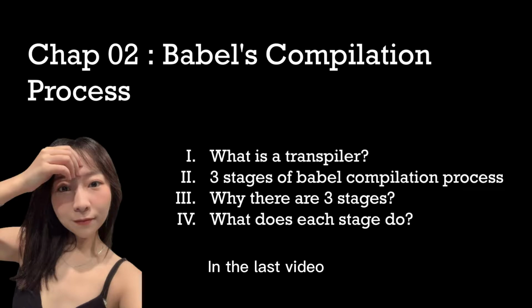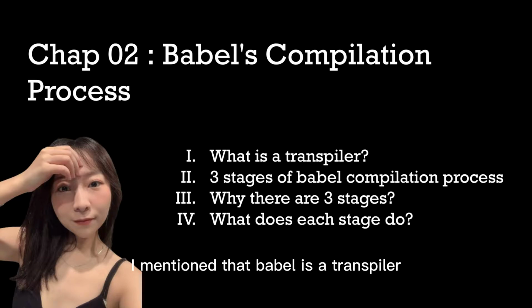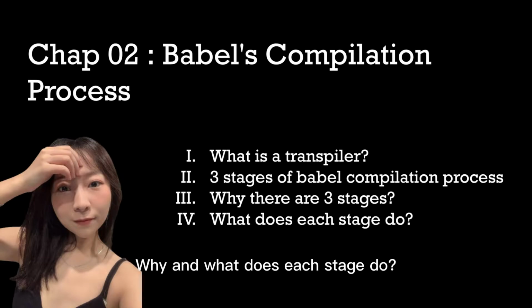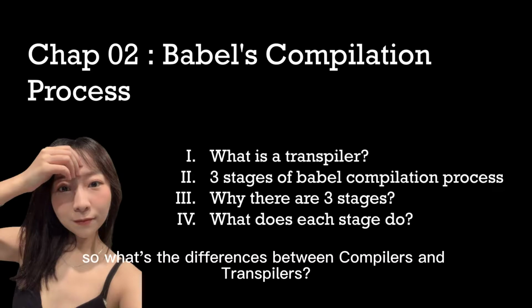In the last video, I mentioned that Babel is a transpiler. So what exactly is a transpiler? What does the compilation process look like? Why, and what does each stage do? That's what I'm going to tell you next. So what are the differences between compilers and transpilers?